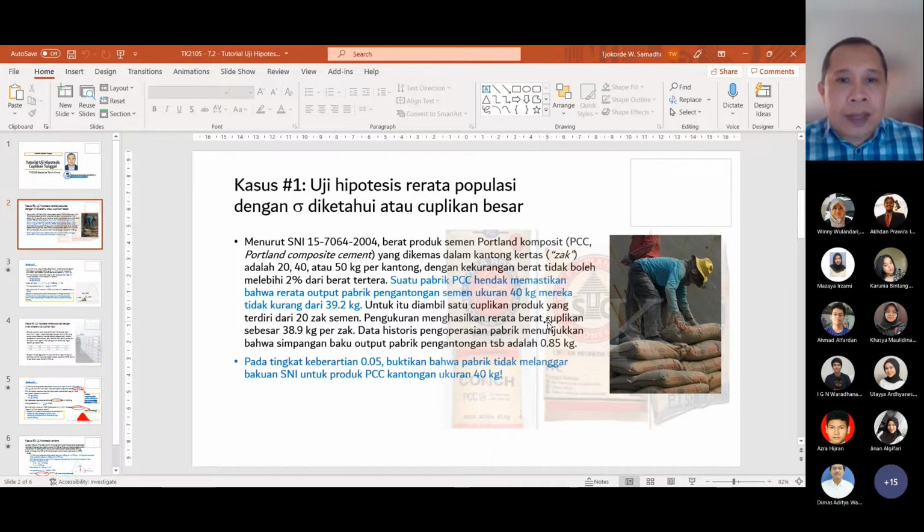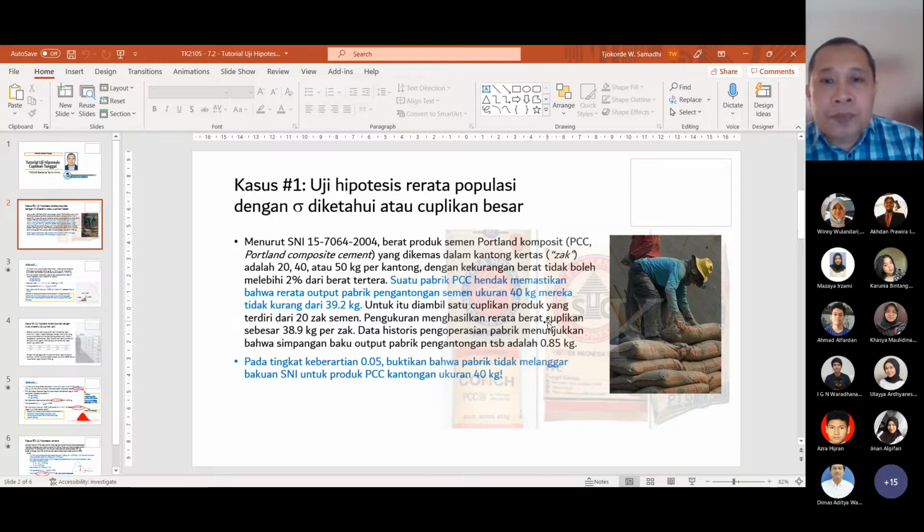So according to this SNI, the weight of PCC product in each sack, in Indonesian term we call it sack. Sack is one cement bag, satu kantong semen. So one sack of cement must contain either 20 or 40 or 50 kilogram of cement product in order to comply with the industrial standard.